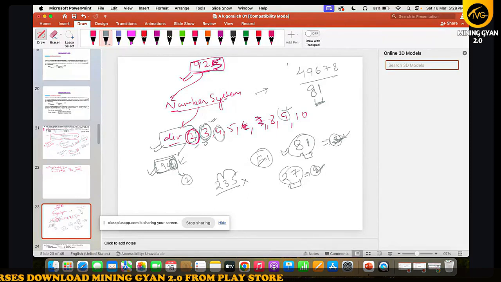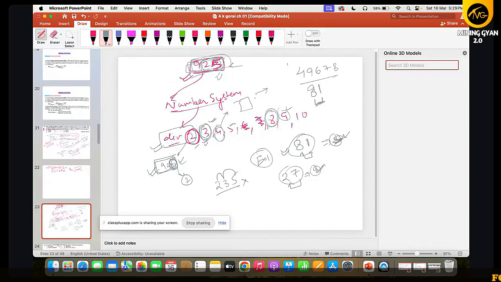Then come to 4. If the last two digits of any number are divisible by 4, then the whole number will be divisible by 4. 5 is simple. 6, 7, 8: if the last three digits of any number are divisible by 8, then the whole number will be divisible by 8. Divisibility rule of 9: if you add the digits of the number and the sum is divisible by 9, then the number will be divisible by 9.